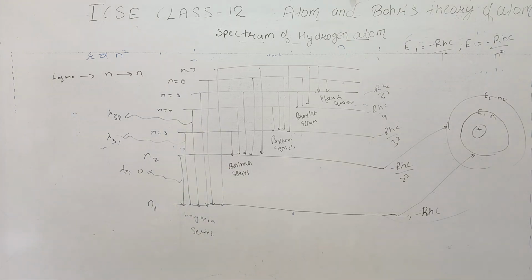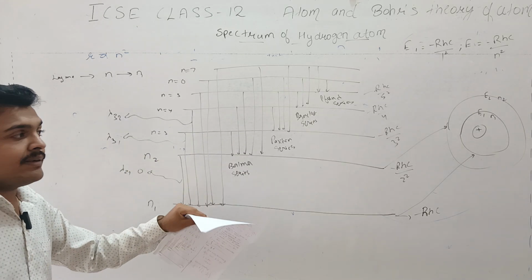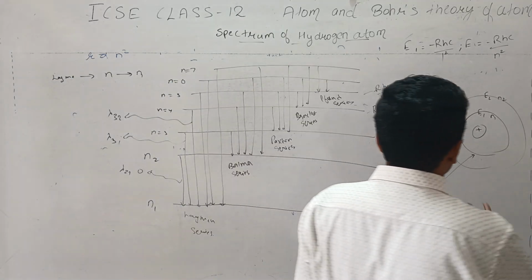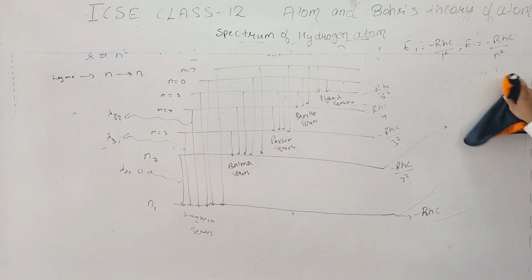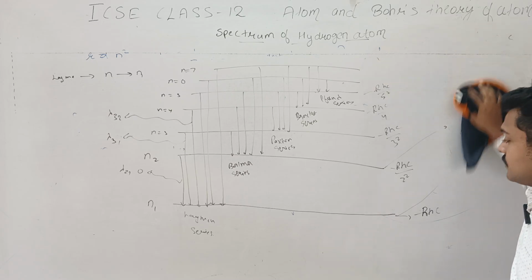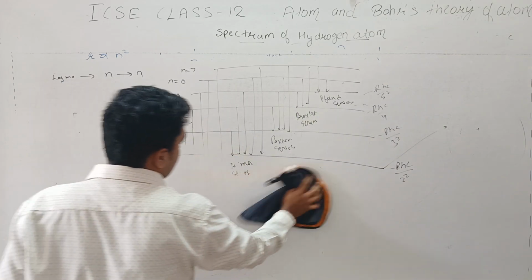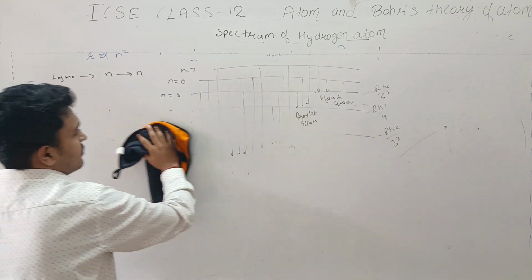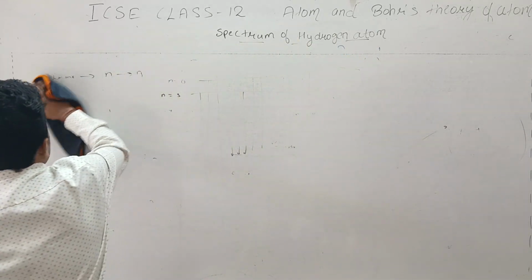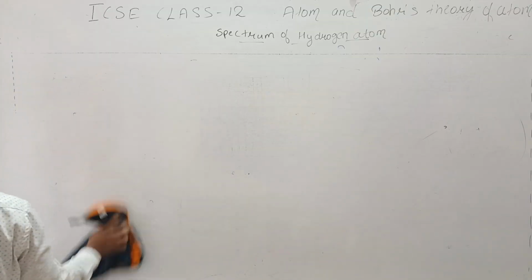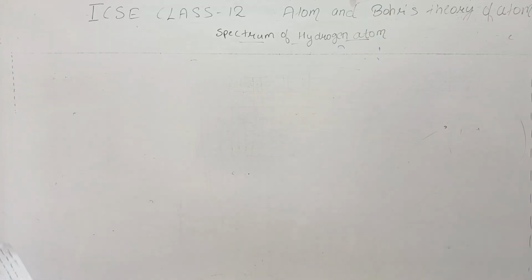Now there are certain limitations of Bohr's theory of atom. Like Rutherford had certain drawbacks which Bohr explained, still there were certain drawbacks which even Bohr was not able to explain. So note this down, and now we'll study the limitations of Bohr's theory.